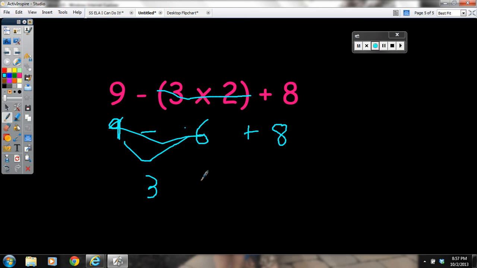Eliminate the 9 minus the 6, and I bring down the plus symbol along with the 8, and I'm left with a basic expression of 3 plus 8, and I know 3 plus 8 will give me 11. Therefore the value of this entire expression would be 11. And that is how we follow the order of operations.